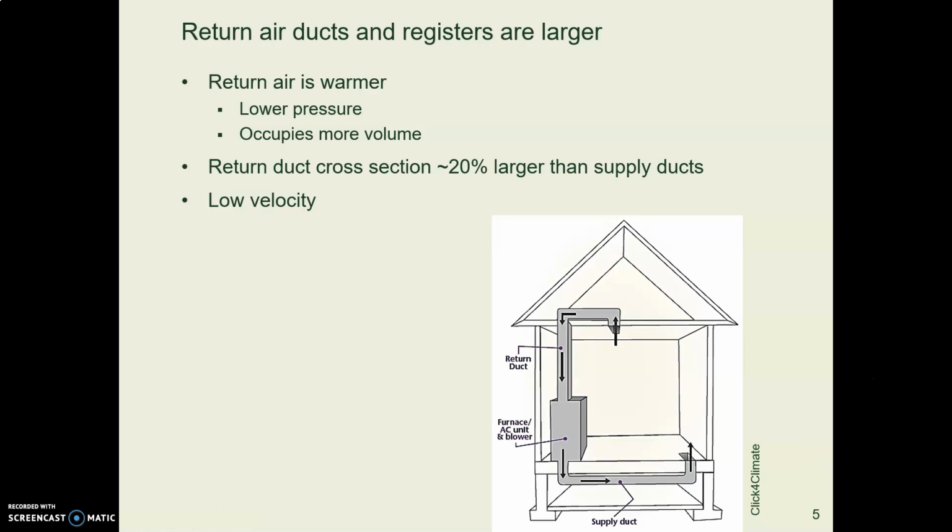Now, return air moves more slowly than supply air. The return air registers are bigger than the supply registers. So you can go into a house and look around, and if you see some registers in a room, some of them are smaller, some of them are bigger, right away you know those bigger ones must be the return air. Maybe you don't want to impress people, but if somebody asks you, you can say, oh yeah, that's the return air. How do you know? Because it's bigger.